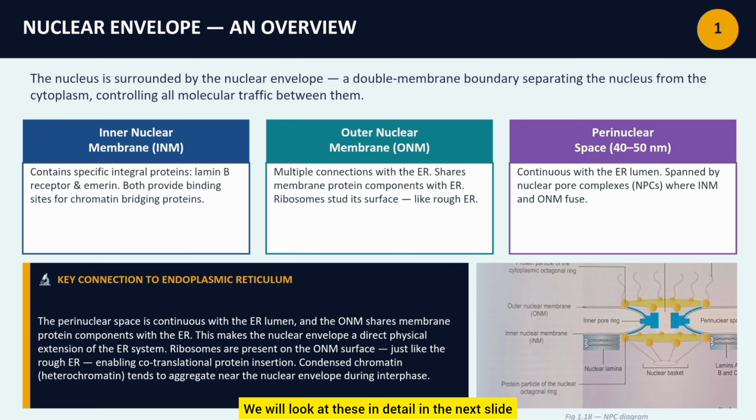We will look at these in detail in the next slide. One more thing to note, during interphase, which is when the cell is not dividing, condensed chromatin, heterochromatin, tends to pile up right against the inner face of the nuclear envelope. You saw it in the electron microscope image, but interestingly, at the sites of nuclear pores, chromatin is actually less condensed, which makes sense because those are the sites of active gene expression and RNA export.